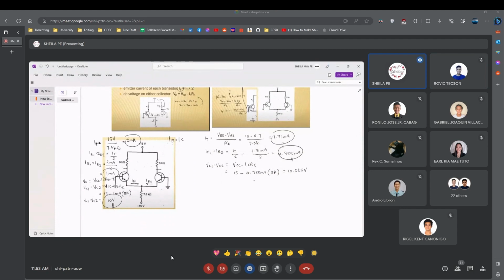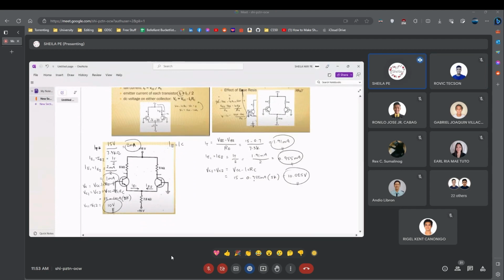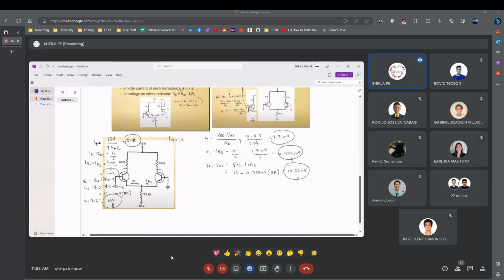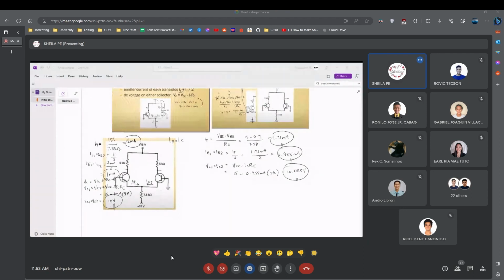10.025 volts. Okay. Now using the ideal, this is the ideal one, and this is the real one, or the second approximation. That's how you find the current bias and the voltage bias. We find the tail current, the IE, both of the IE, and also our VC, VC1 and VC2.